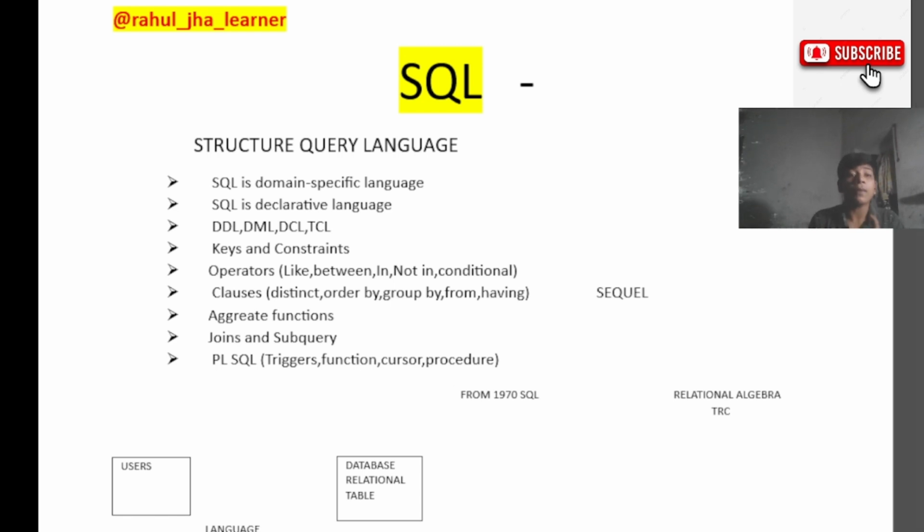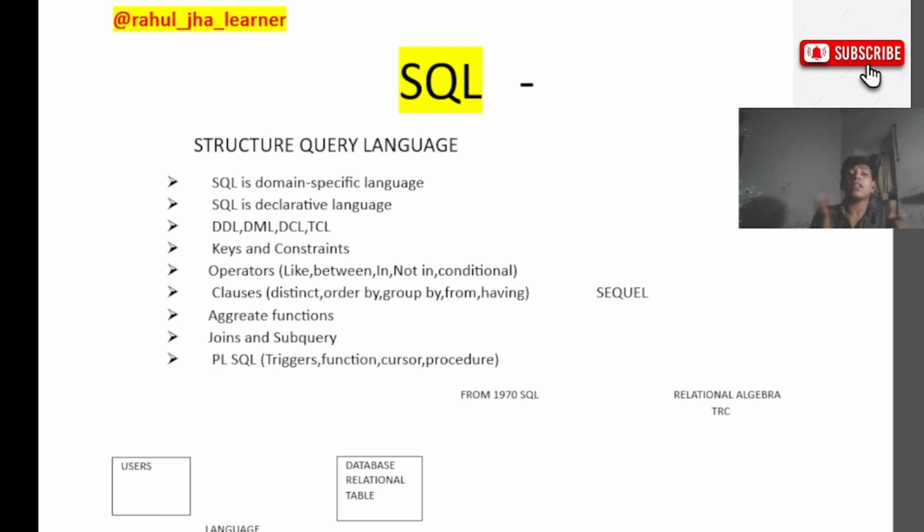In 1970, scientist E.F. Codd, whom we call the father of DBMS, published a paper on the relational model. The relational model means data is stored in the form of tables. Based on that paper, people tried to implement in actual practice that we can store the data, and after that the data can also be fetched.